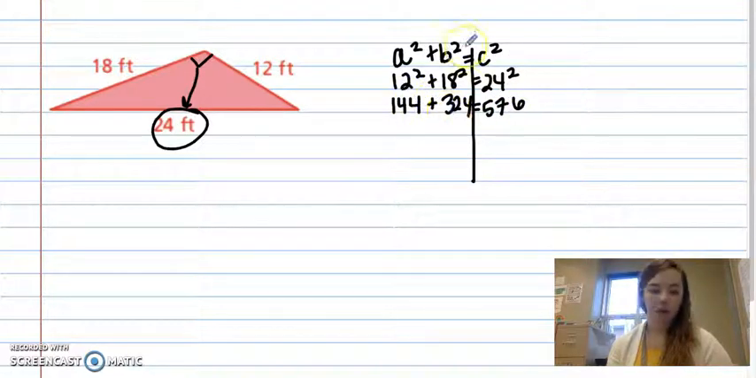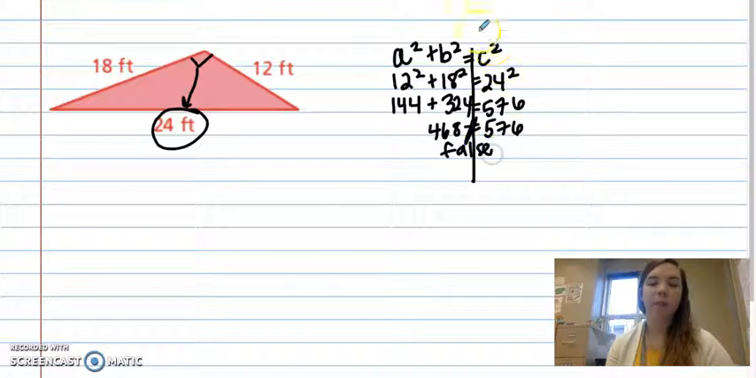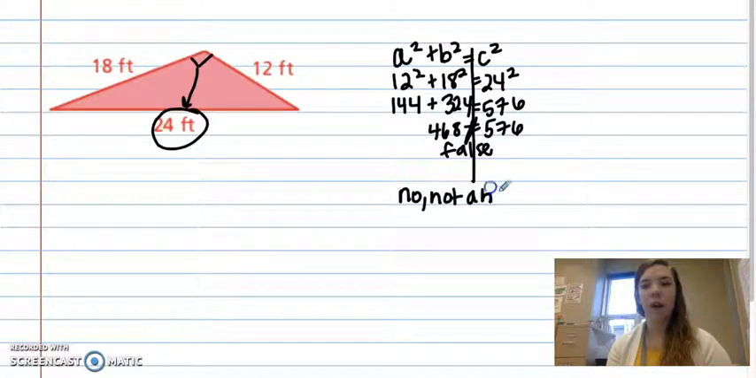And if I add those together, I get 468, which is not equal, so we put a slash through 576. This is a false statement. But again, none of this is your answer. Your final answer is no, it is not a right triangle. Okay, this is your answer.